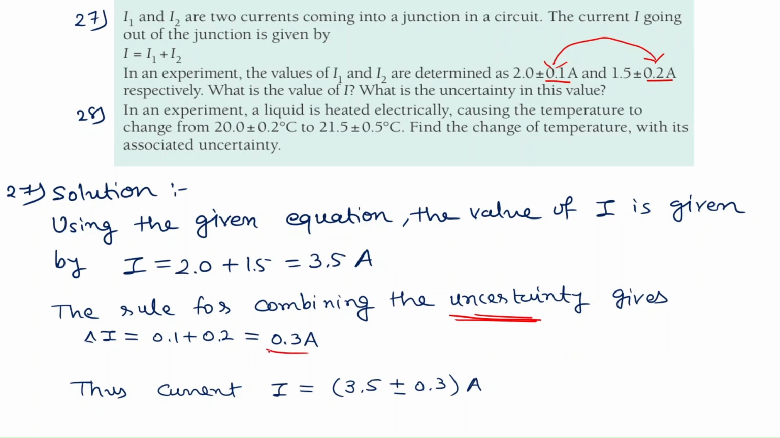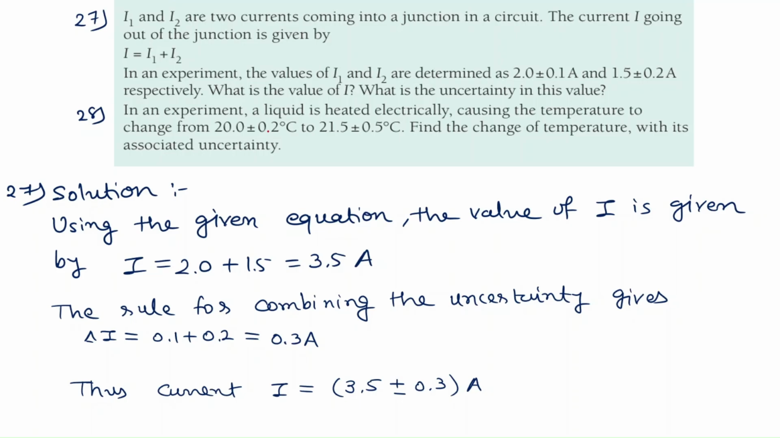Now, the final answer is the current, the actual value, plus or minus the uncertainty of I due to I1 and I2. This is all about question number 27. Now we move forward to question number 28.